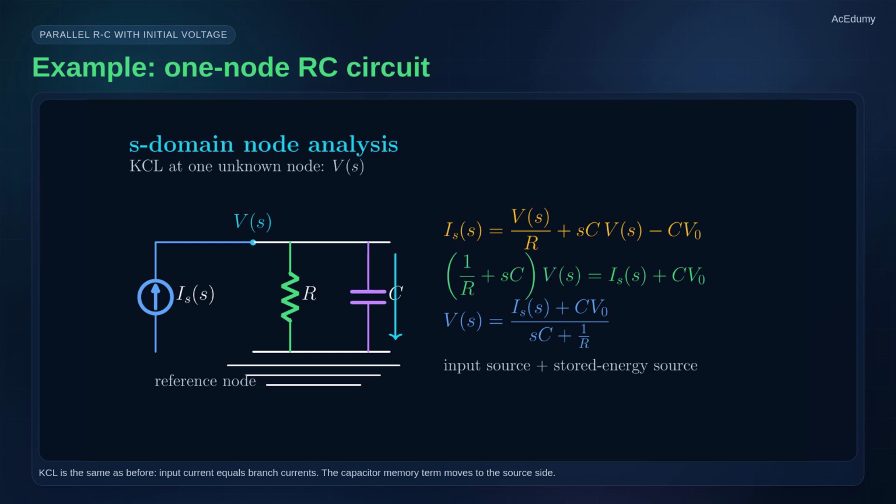KCL says input current equals resistor current plus capacitor current. So IS of S equals V over R plus SCV minus CV0. Collecting the unknown V gives (1 over R plus SC) V equals IS plus CV0.